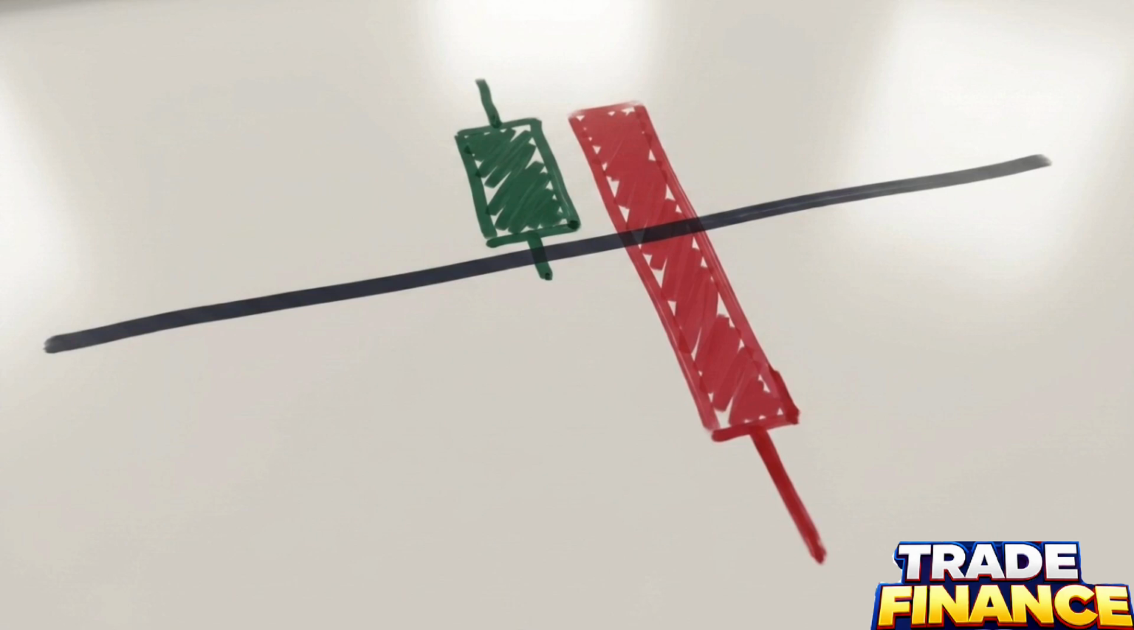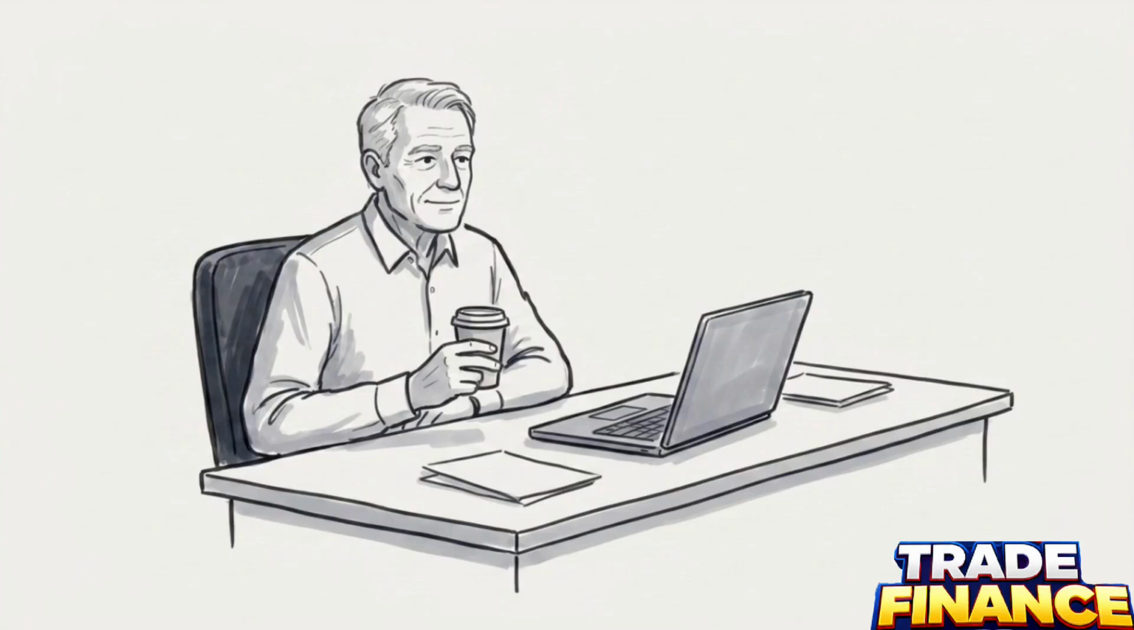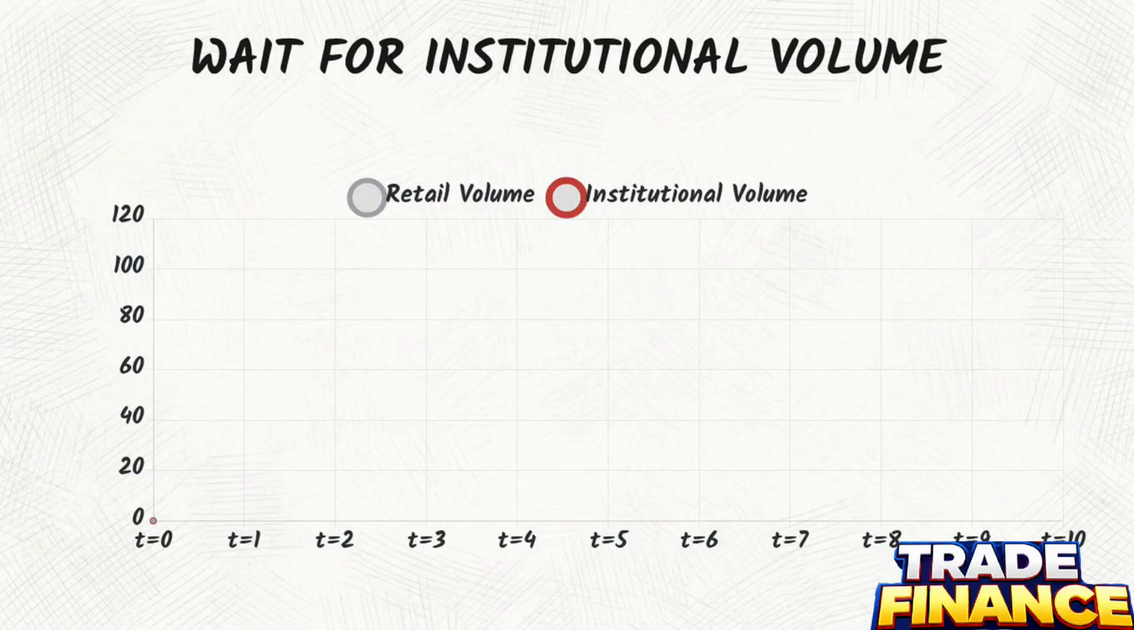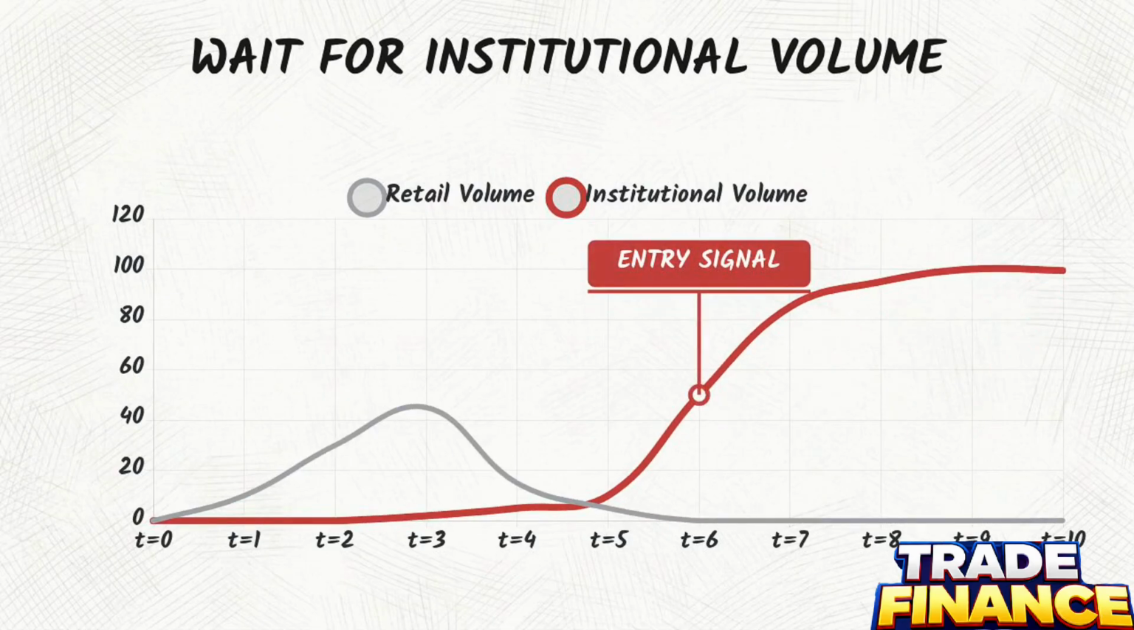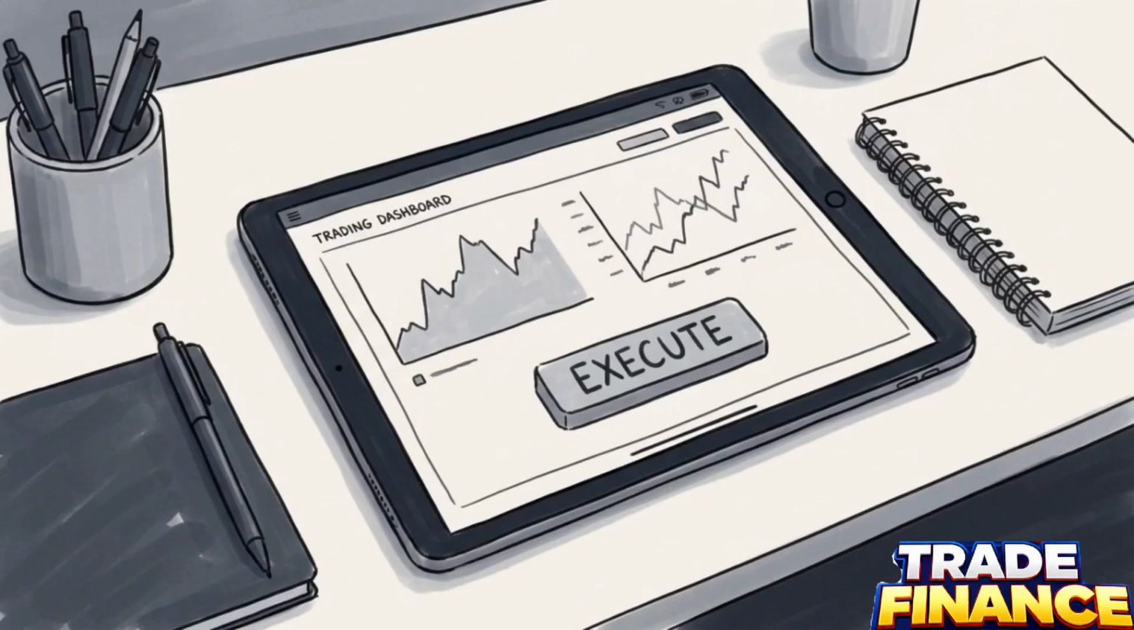In ranging markets, trying to force a trade on a breakout is a trap. True price action mastery means practicing patience, waiting for the weak hands to be flushed out, and only entering alongside the institutions. Moving from theoretical chart reading to actual trade execution requires a professional framework.